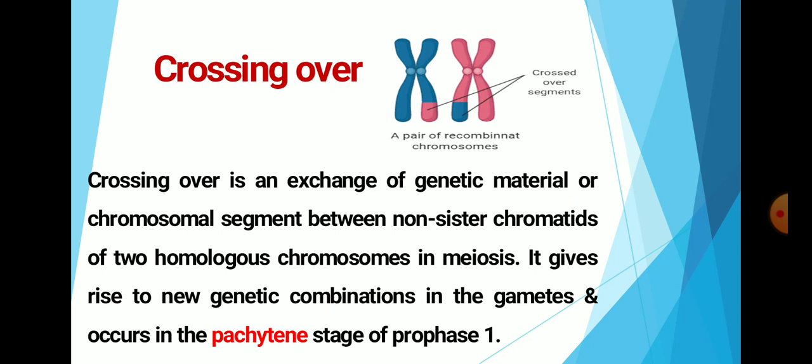Crossing over. Crossing over is an exchange of genetic material or chromosomal segments between non-sister chromatids of two homologous chromosomes. It gives rise to new genetic combinations in the gamete and occurs during the pachytene stage of prophase I.